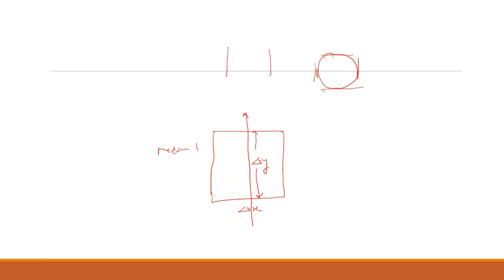The first boundary condition. Now consider a very small rectangular loop. If you understand this diagram, then it will be very easy to derive this result using Maxwell equation. Consider a small rectangular loop of width delta x and length delta y, on the boundary of medium 1 and medium 2. On this side it is medium 1 having characteristics epsilon 1, mu 1, sigma 1. Here it is medium 2 having characteristics epsilon 2, mu 2, sigma 2.